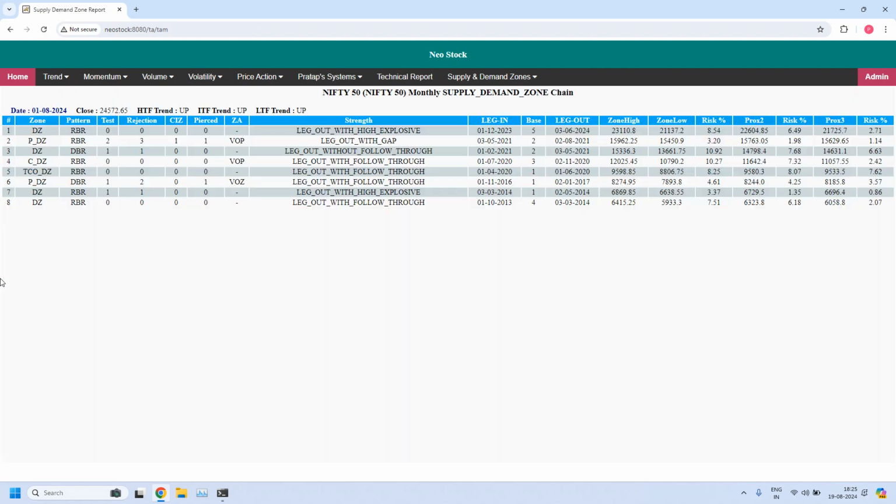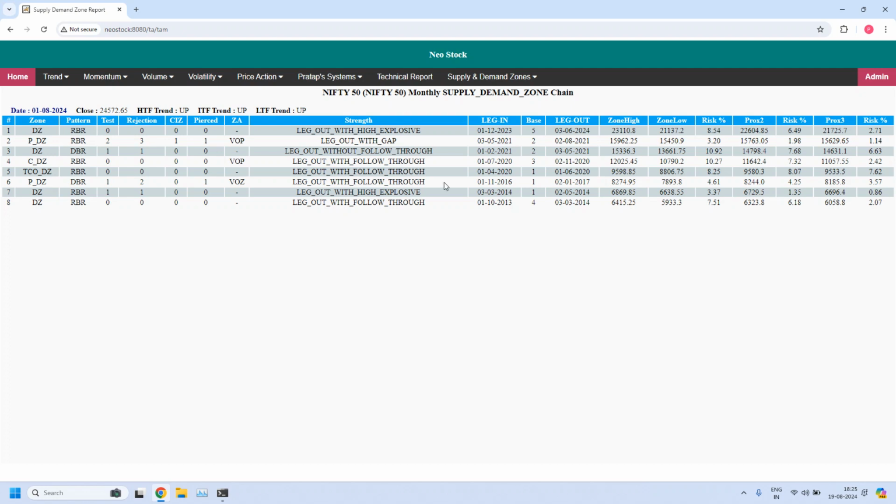So, NIFTY 50 monthly supply demand zone chain. Always look into the zone column if you want to find high liquidity zones. And also look into the pierced column to check whether any of the zones are pierced. Pierced count more than 0 means the zone is pierced.